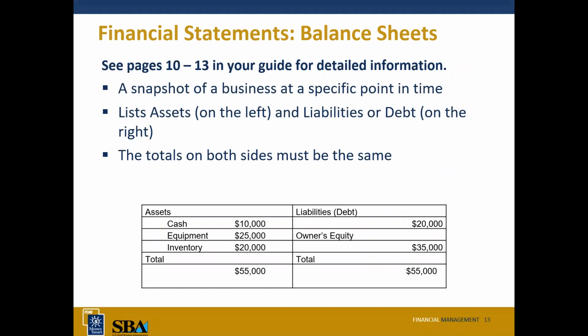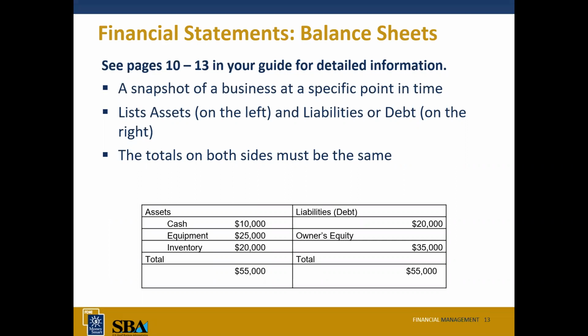So on balance sheets, you can see in pages 10 through 13 of your participant guide some examples there. And again, your mentor will sit down and walk through this with you. I used to teach accounting, so I could give you a lot of detail, but just at a high level, there is an accounting equation: assets equals liabilities plus owner's equity. And on a balance sheet, with this very simple example, you can see assets, which are things that you own that have value, on the left, and then they're totaled up to $55,000.